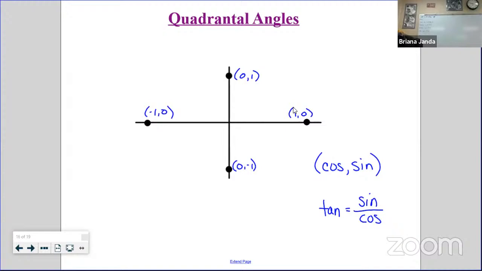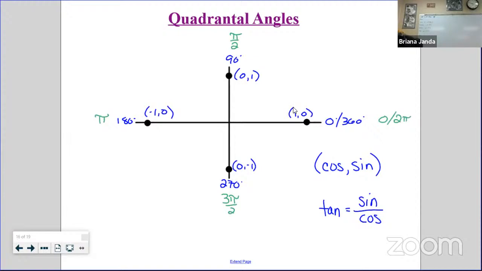What will put me on an axis in degrees: 0, 90, 180, 270, 360, and any multiple, positive or negative, of 90, right? In radians, it is our pi over 2s: 1 pi over 2, 2 pi over 2, which simplifies to pi, 3 pi over 2, 4 pi over 2, which is the same as 2 pi. And then I can keep adding pi over 2s if it goes past a full circle, right?